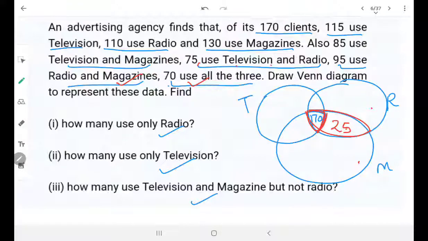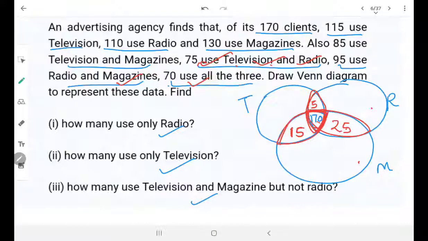75 use television and radio. So this total is 75. This is 70, so this will be only 5. So this part is done. 85 use television and magazine, this total. 70 is already here, so here how much? 15.